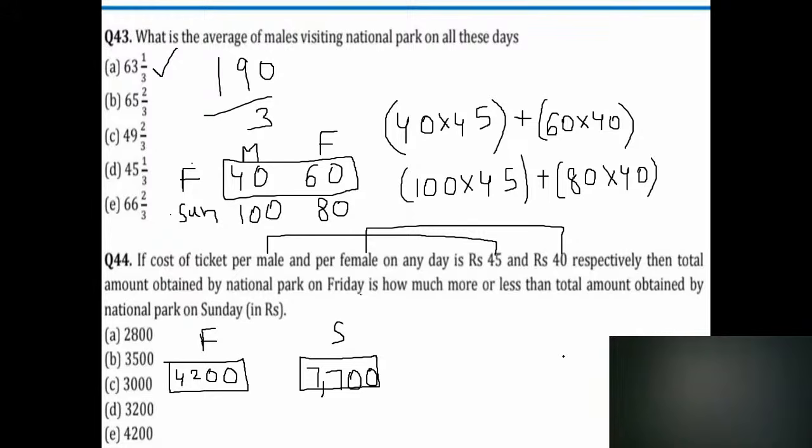Option B. Okay. So Sunday the national park got 7,700. On Friday the national park got 4,200. So if you subtract those both, you will be getting 3,500. So on Friday they are getting 3,500 less when compared to Sunday. So that is the answer.